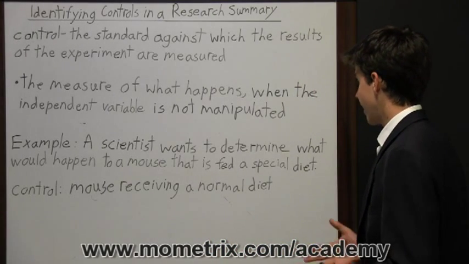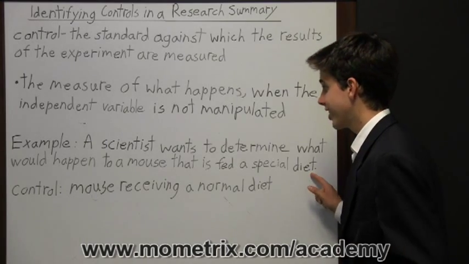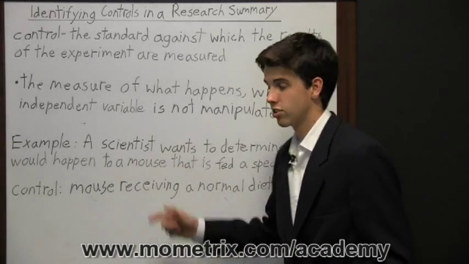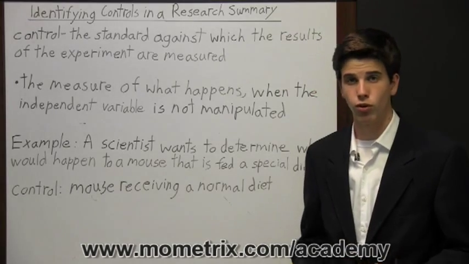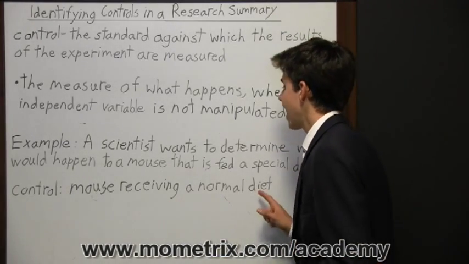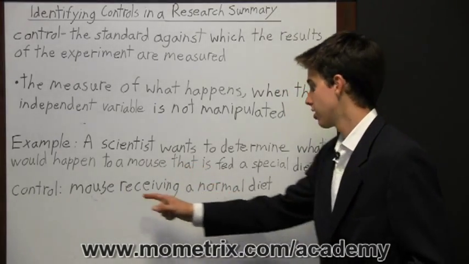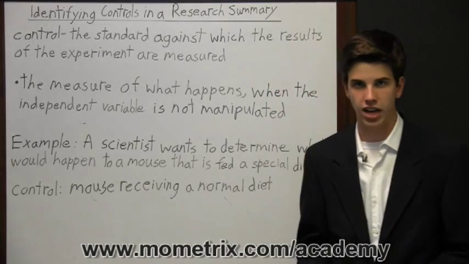And so you're playing around with that independent variable of the diet. And so say you give it a strange diet, and then the mouse acts a certain way, you don't know if that's normal or abnormal. So that's why you have a control, which is the mouse receiving a normal diet, so you can compare the mouse receiving a special diet to the mouse receiving a normal diet.